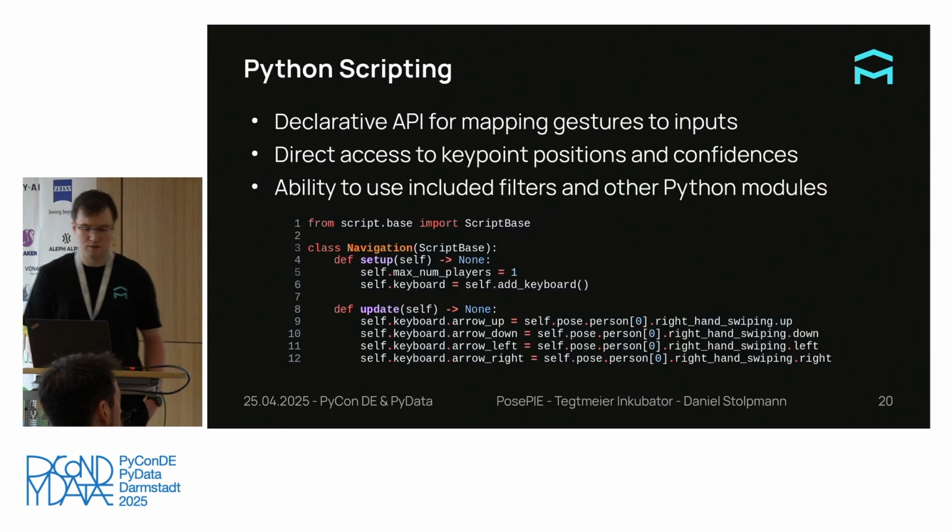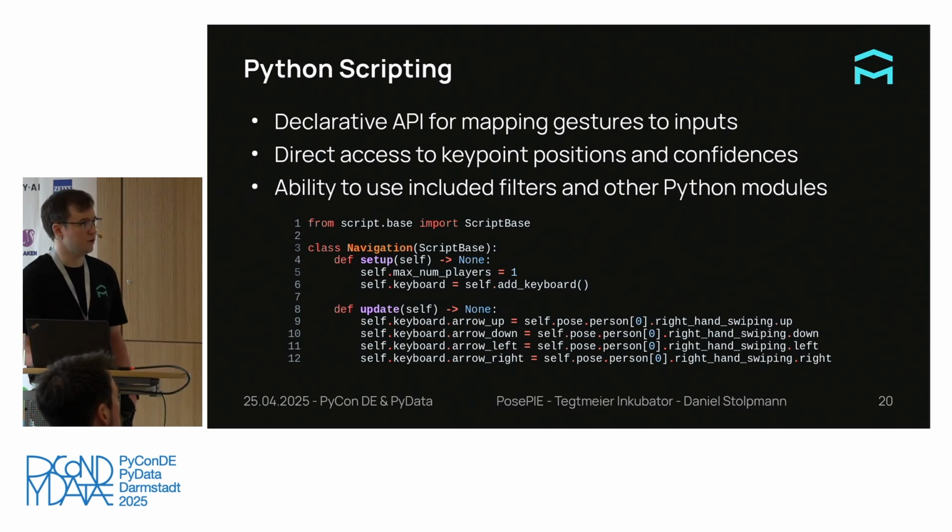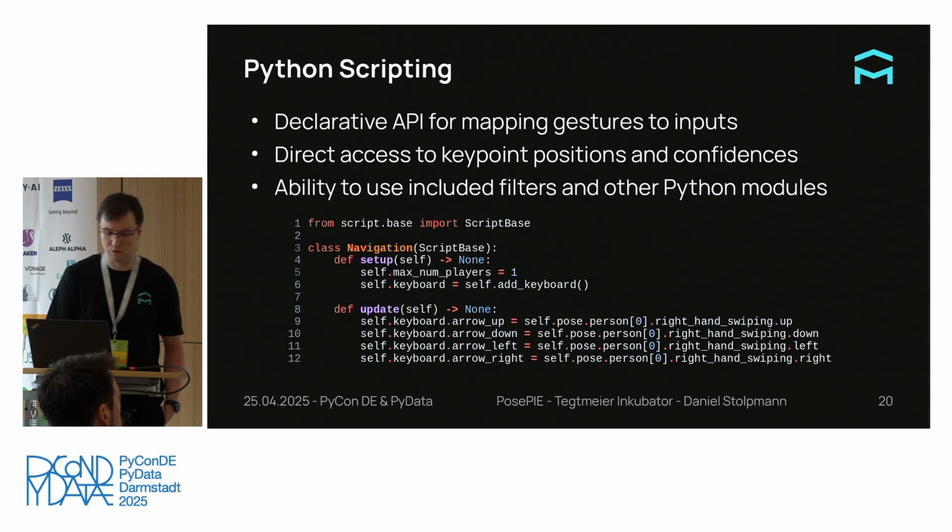For mapping these gestures to the inputs, we have the Python scripting, and we have a declarative API for mapping the gestures to inputs. And you can see here in the lower half of the screen, this is an example script as the user would write it.